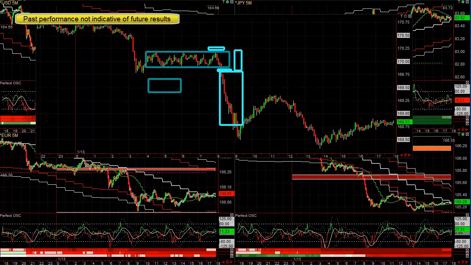And then for the next entry, you're basically looking to, again, sell it when it breaks the trend line, and your stop would be above the high. And most of the time when the currency is super weak, it will retest the lows. That's a good profit target.